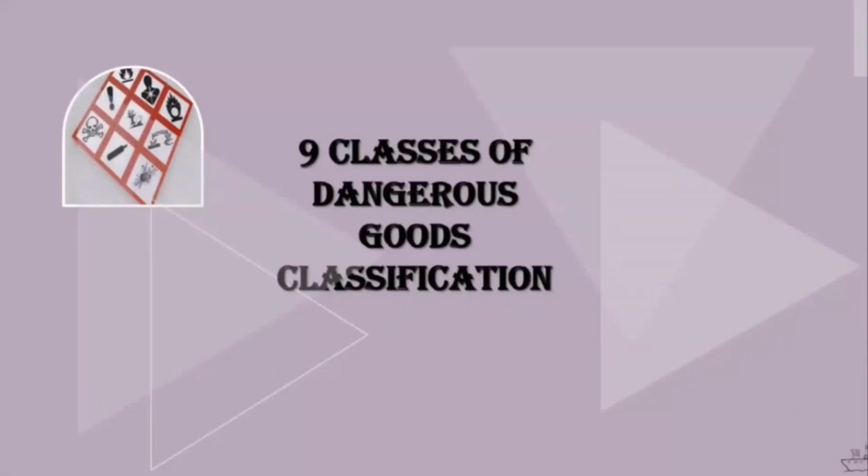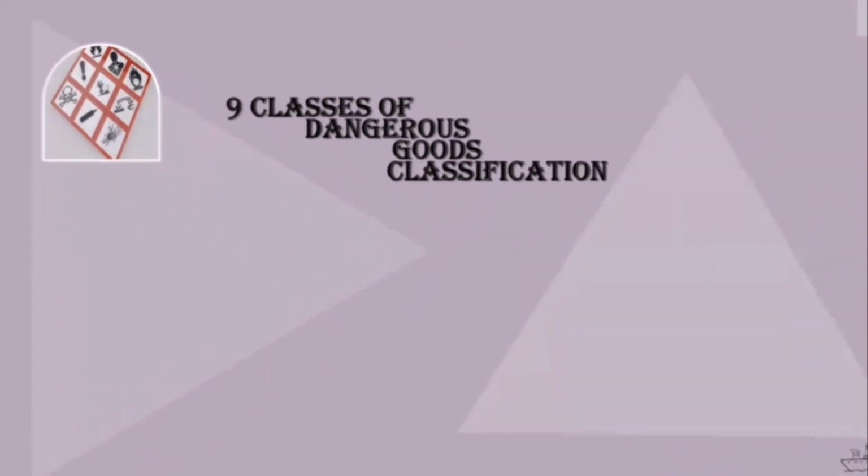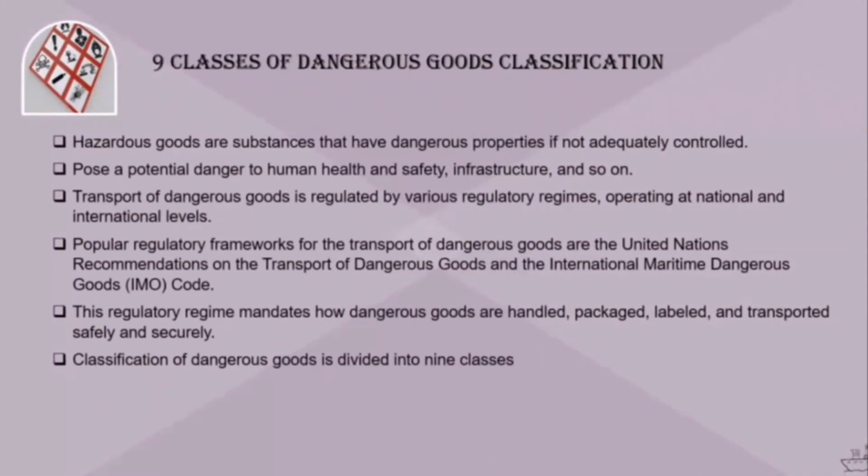Hi guys, the next topic is the 9 classes of dangerous goods classification. Hazardous goods are substances that have dangerous properties if not adequately controlled, and they pose a potential danger to human health and safety, infrastructure, and so on. And then transport of dangerous goods is regulated by various regulatory regimes operating at national and international level.